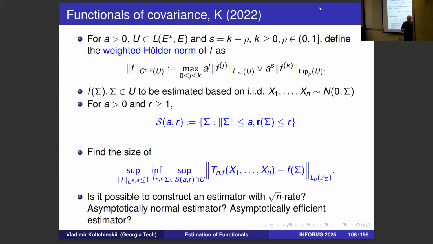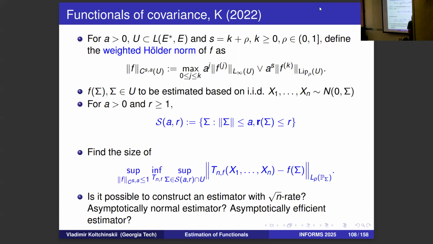Why am I doing this? It's not for any decent reason, to be honest, just because when I started studying upper and lower minimax bounds in this problem, I was able to write matching bounds using these norms, so it's just a more convenient way for me to write the bounds. So it's a modification of the definition of the Hölder norm. I'm using some weight A, and the same A appears here. So this is the class of covariance operators whose operator norm is bounded by A and whose effective rank is bounded by R.